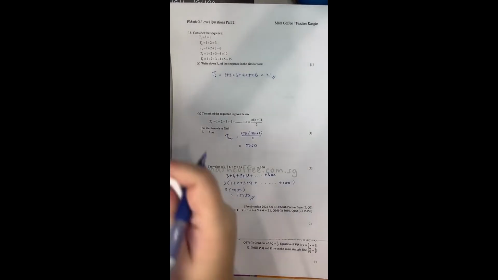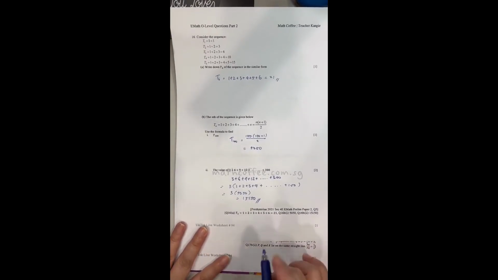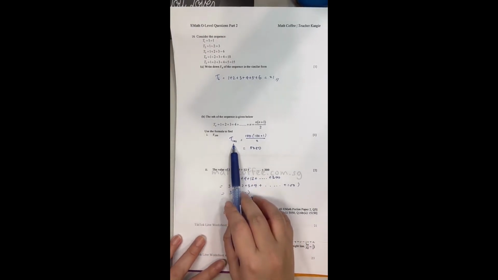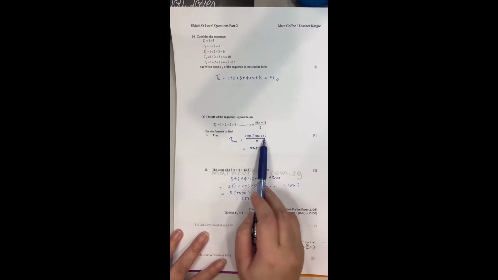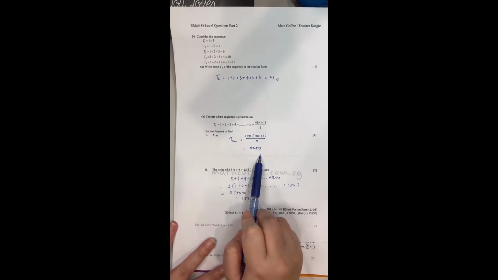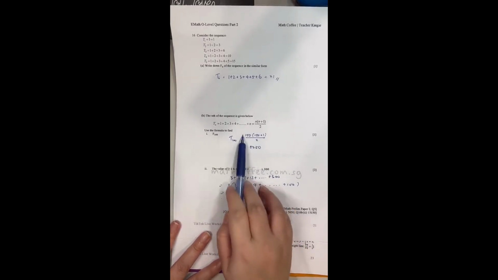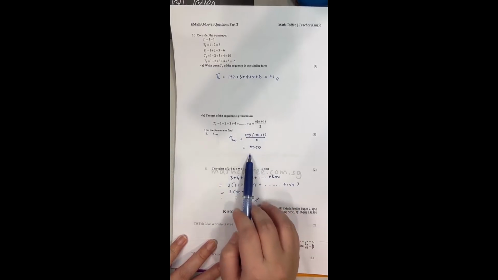Okay, vectors question 17. To find T100, simply substitute n equals 100 and press the calculator, you get T100. That's your term 100. For the sum, press calculator: 100 times 101 divided by 2, I get 5050.